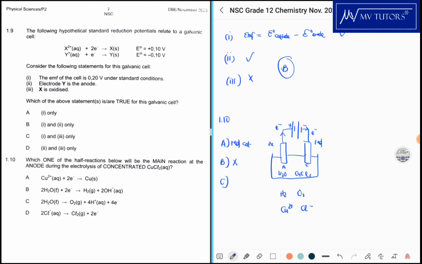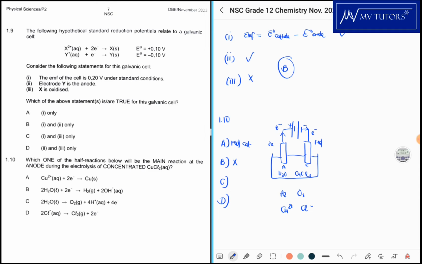C, yeah, we have water and then we get oxygen, hydrogen. That is a possibility because they said the main reaction. So C and D are both reactions that could occur. But which one is the main reaction? Is it C or is it D? Now the other capitalized word, it's concentrated. So concentrated will be what helps us to decide between C and D, which one is the correct one. So because it's concentrated, D will be the correct answer.